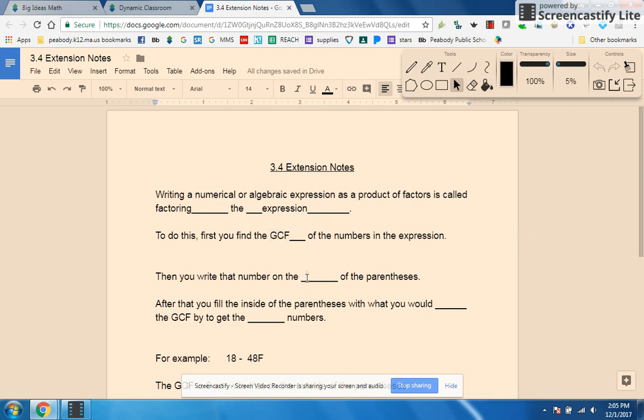Once you find the GCF, you write that number on the outside of the parentheses. After that, you fill the inside of the parentheses with what you would multiply the GCF by to get the original numbers. Okay, so let me show you an example of what I mean.